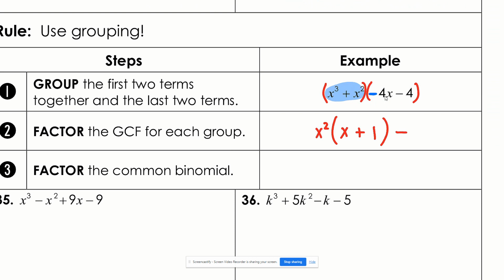Now, what will come out of 4x and 4? Well, definitely 4. So we're going to pull out negative 4. So what is negative 4x divided by negative 4? Well, negative 4 divided by negative 4 cancels, and that leaves me with just x. And then finally, what's negative 4 divided by negative 4? Again, it cancels, but that means it cancels to a positive 1. Remember, negative divided by negative is positive. 4 divided by 4 is 1.